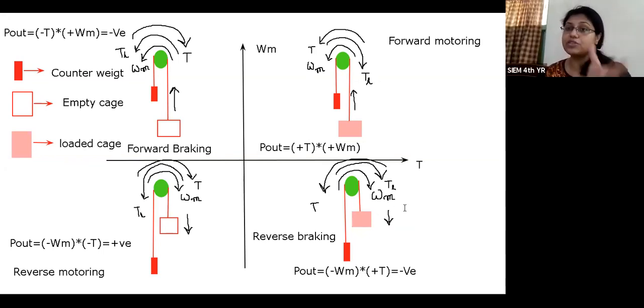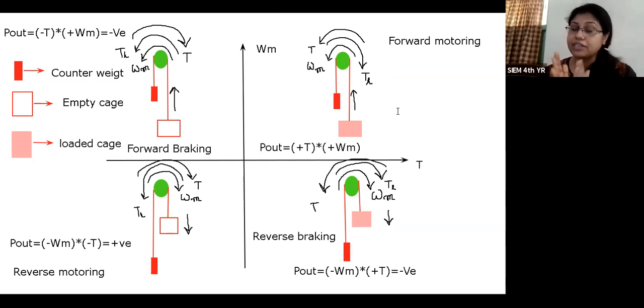Similarly, in the fourth quadrant, when the drum is rotating in clockwise direction, this is the direction of omega m. Now the cage is loaded, and we know that the weight of the loaded cage is greater than the weight of the counterweight. So obviously the load torque will occur towards the loaded cage. So this is the direction of the load torque, and as per Newton's third law, the motor torque will occur in the opposite direction of the load torque. So this is the direction of the motor torque, that is towards the counterweight.